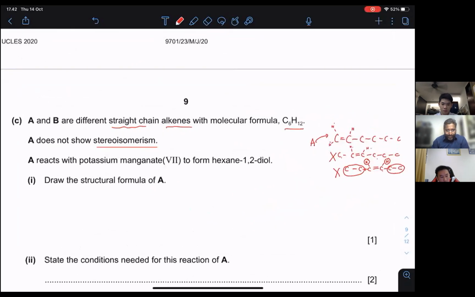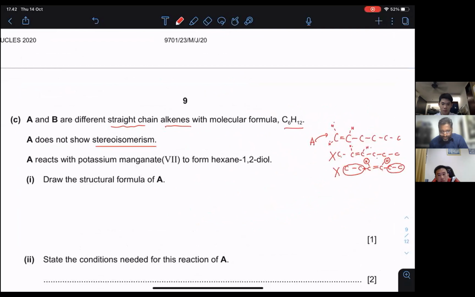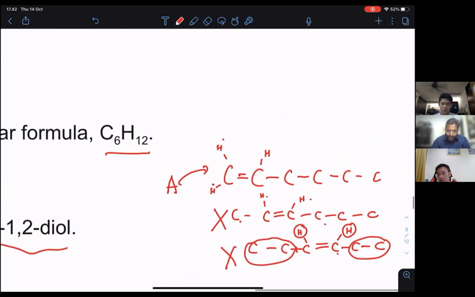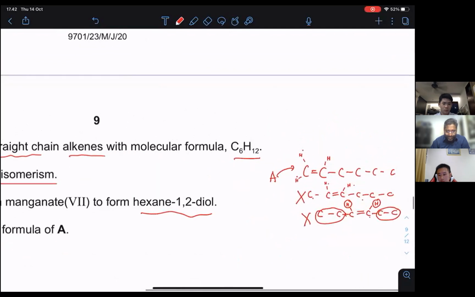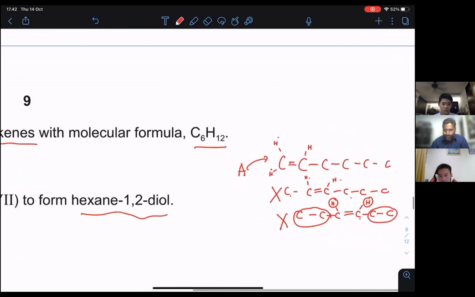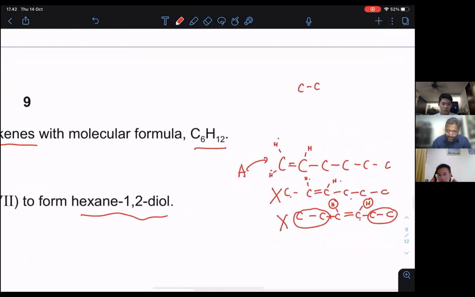Okay, so A reacts. Now we know this is going to be A. A reacts with potassium manganate to form hexane-1,2-diol. When you react with potassium manganate under cold conditions, it will give you the OH here and OH here.